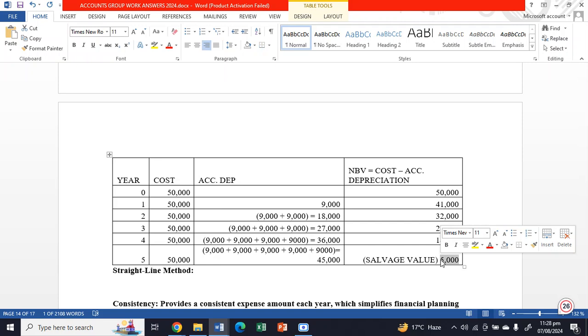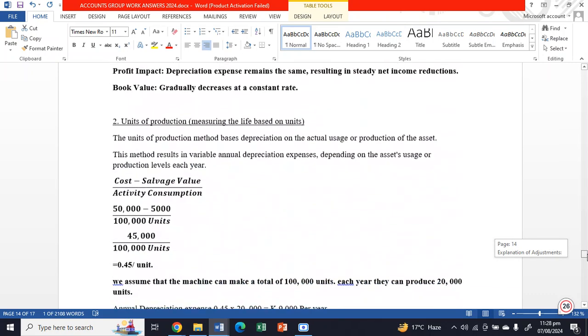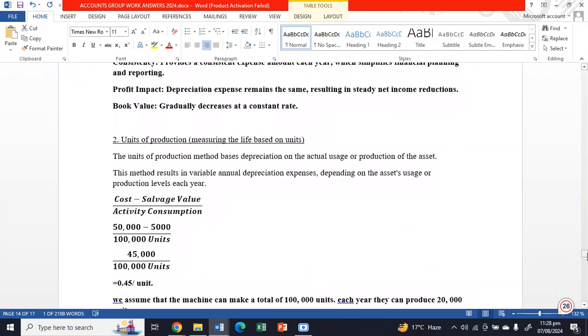So there, I just wanted to provide an illustration. This is not part of this question. If this question comes in the exam, there's no need to do all of this. You just calculate the depreciation using the straight line method. Once you calculate that 9,000, you end it there. So I hope we've got an idea of how this depreciation works. Any questions before we move to the second method, units of production?